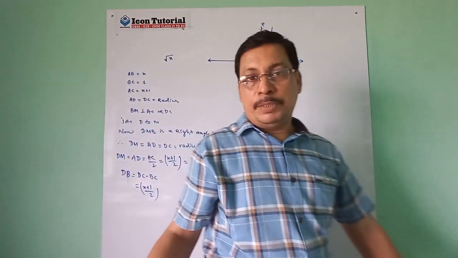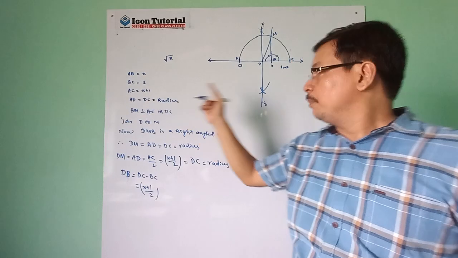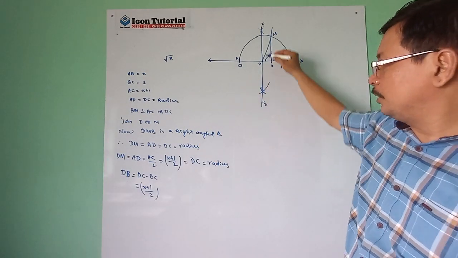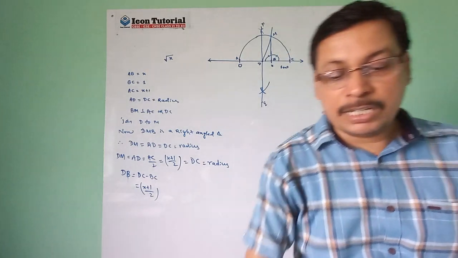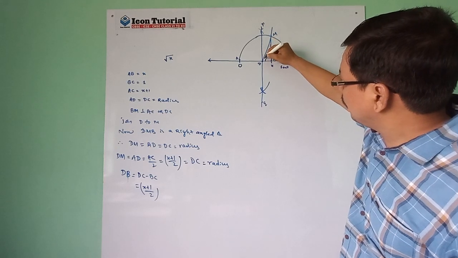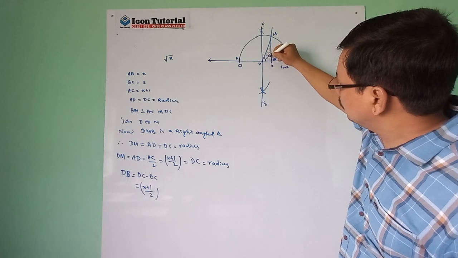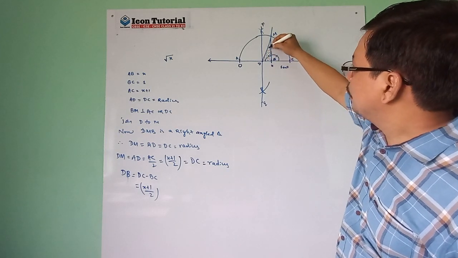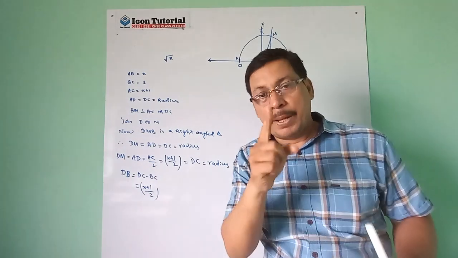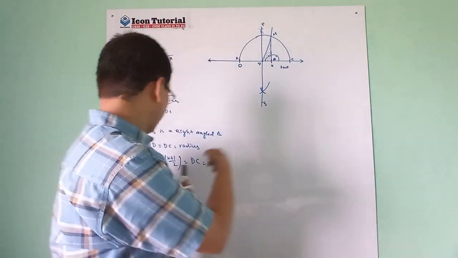So look at the pictures, look at all the steps. I hope you understood all the steps. AB is x, BC is 1. Now in this small triangle, is it visible to all of you? This is the triangle DMB. In triangle DMB, by Pythagoras theorem, you know P square plus B square equal to H square.